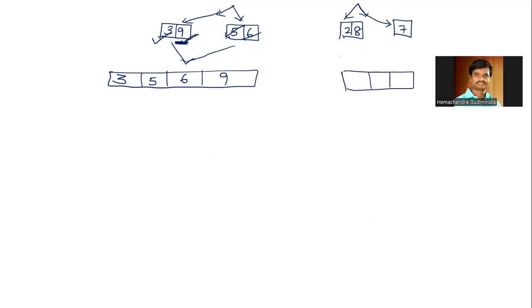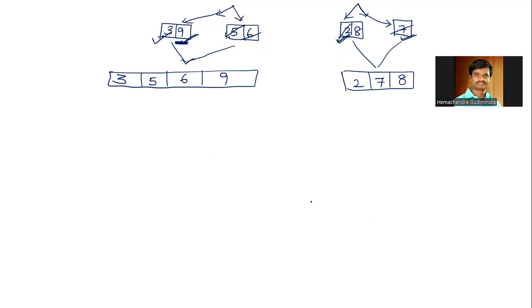Similarly, now first what we have to do, 2 and 7. 2 I have to compare with 7. So 2 is smaller. I will write here. Now 8 and 7. If I compare 8 and 7, which one is smaller? 7 I'm going to write. And finally, whatever the leftover element, I'm going to write here. Is it right? So these two are merging.